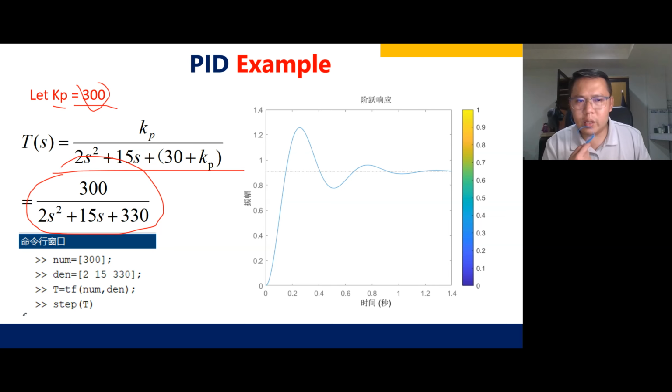We can use MATLAB to calculate. Input num equal to 300, den equal to 2, 15 and 330. Define T equal to tf(num, den). Then use step(T). We can get a graph of the figure like this. We can see that the curve is relatively stable.